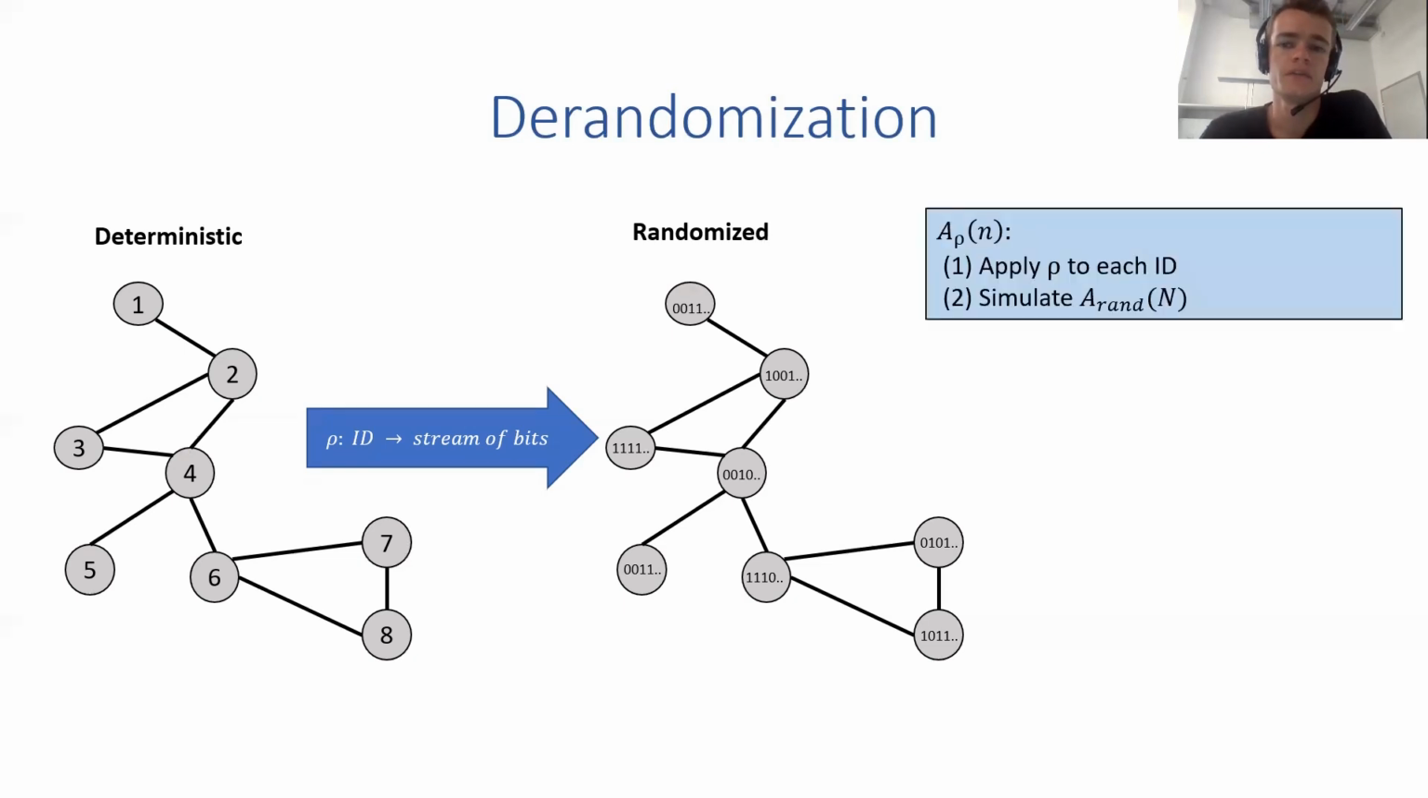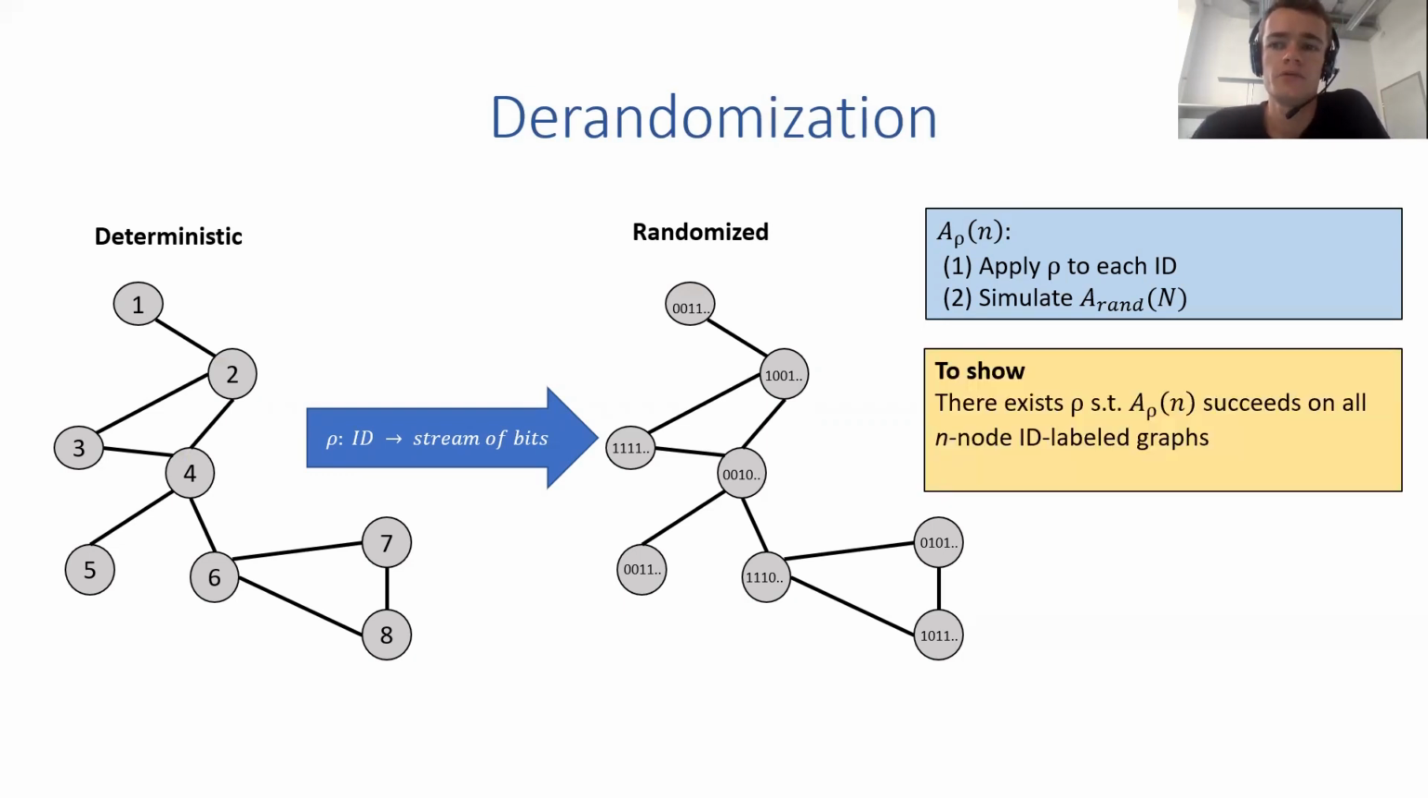Now we can define an algorithm, A_ρ of small n. What it does is it first applies ρ to each ID. Then instead of each node having an identifier, we end up with each node having a stream of bits. With this stream of bits at each node, we can now simulate the randomized algorithm, but we tell it that the graph has big N many nodes, where big N is just a function of small n. And now we want to show that there exists some fixed function ρ such that A_ρ of n succeeds on all n-node ID-labeled graphs.